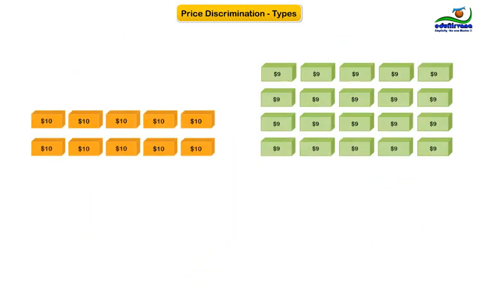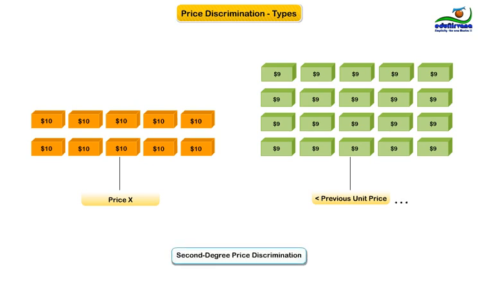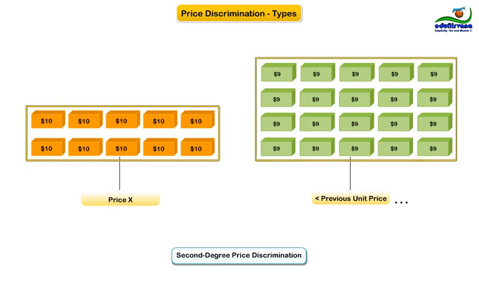If it charges a uniform price per unit for one specific quantity, a lower price for an additional quantity, and so on, the monopolist practices second-degree price discrimination, sometimes called discrimination among quantities. For example, the monopolist might sell the first 10 units for $10 each, the next 20 units for $9 each, and so on.